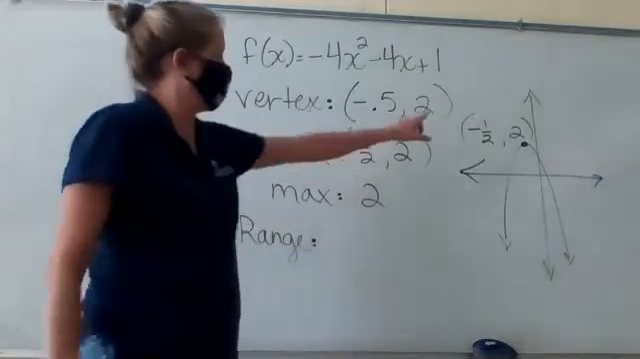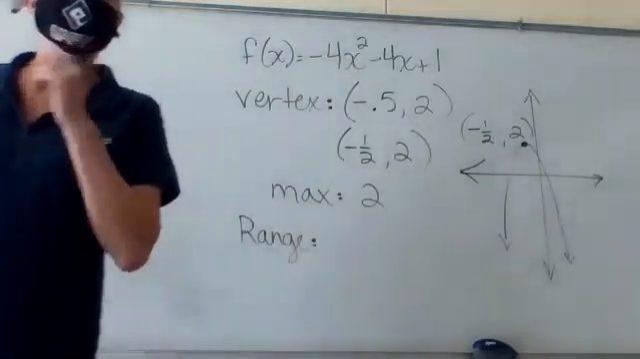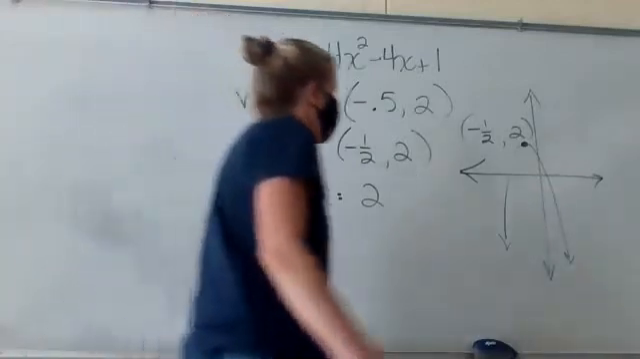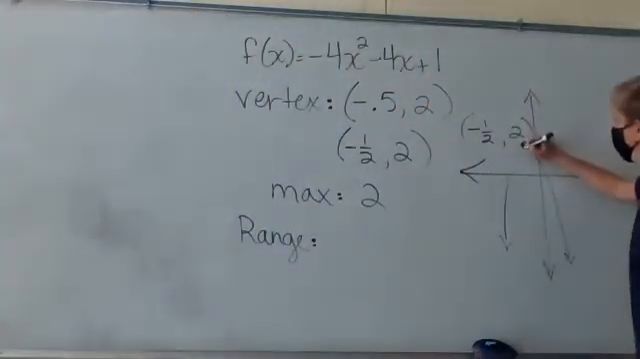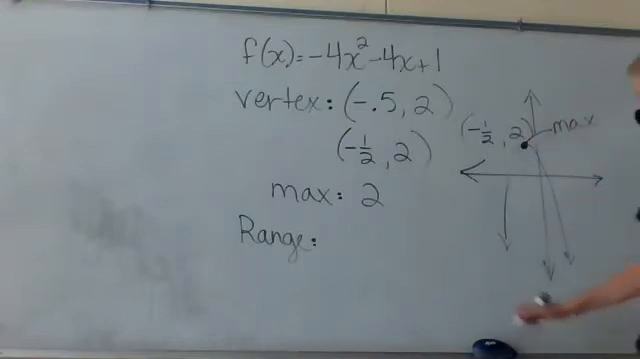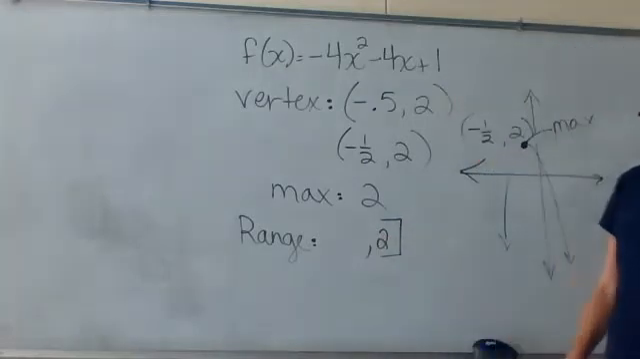So this time when I'm doing the range, the highest value is 2, which means all the other y values are below 2, right? Because what happens here? This is the highest. This is the maximum value, which means all the other y values of this upside down parabola are below 2, which means my range ends at 2. 2 is my stopping point. It's the highest point. So that's why the 2 is at the end there.